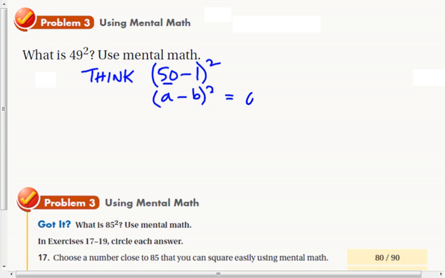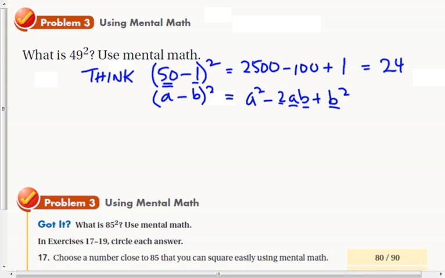So it's equal to a squared minus 2ab plus b squared. In this case, a squared is 50 squared, which is 2,500. I can do that in my head. A times b is 50 times 1, which is 50, times 2 is 100. I can do 2,500 minus 100 in my head, that's 2,400. Then b squared is just 1 squared, which is 1. So I have 2,400 plus 1 equals 2,401.